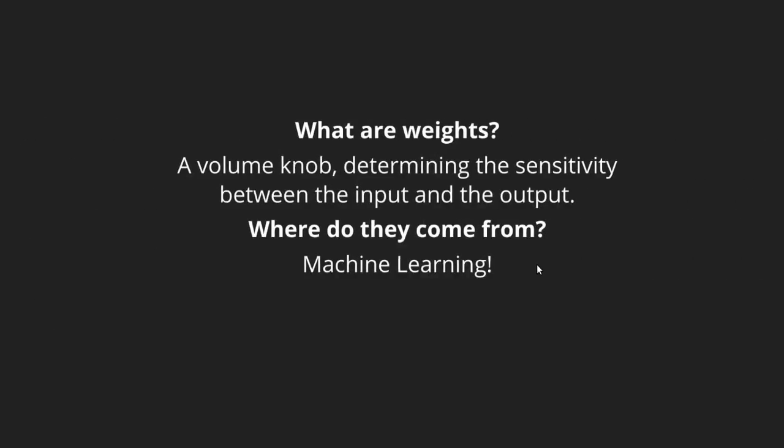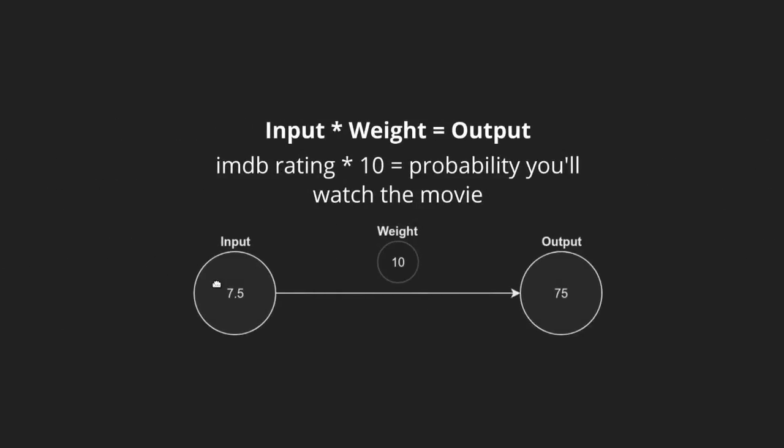So what are these weights? Think of them as a volume knob determining the sensitivity between the input and the output. You're taking the input value and scaling it. If the weight is between 0 and 1, it will divide the input and make it smaller. If the weight is huge, it can make even a tiny input into a much larger number. If the weight is negative, it will reverse the input. So it can do quite a lot of things to modify the input to make it match the output.